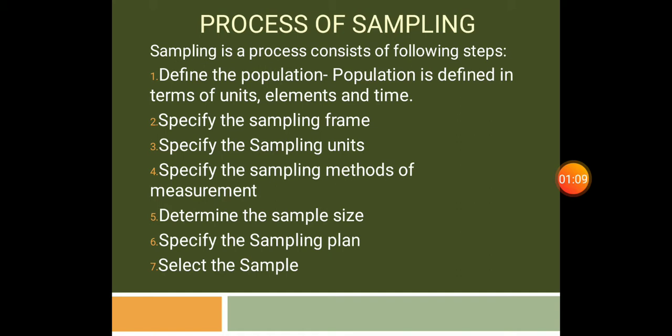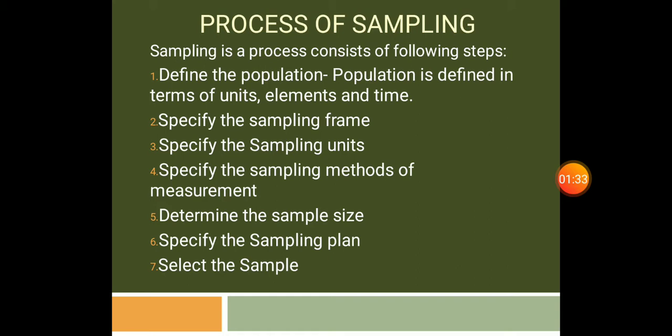And then the sampling frame needs to be specified. What do you mean by sampling frame? The list of the units that are present in that population needs to be specified or well explained before we select a sample from that population. So that frame or that list is what we call the sampling frame. The sampling frame is a list of units that is present in that particular population.